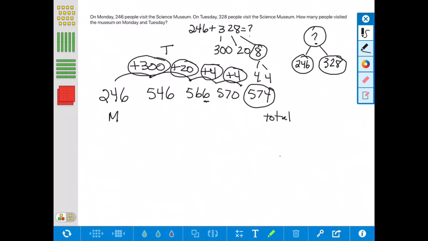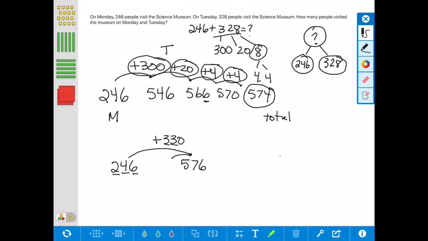Another way with even fewer steps is to start with 246, and then instead of adding 328, I just add 330 because I can look at it and add, and 330 is really close. So I will add 330, and I know that that's 576 because that's 500s. This is 70, and then 6 ones. So that's 576. But I added 2 too many because I only needed to add 328.